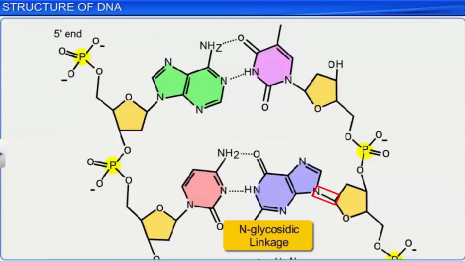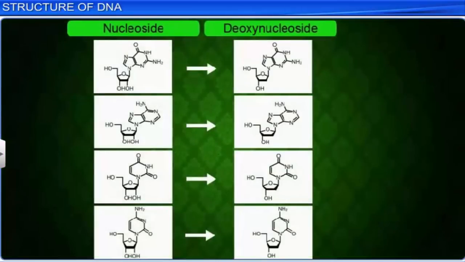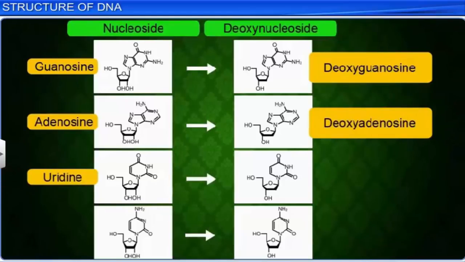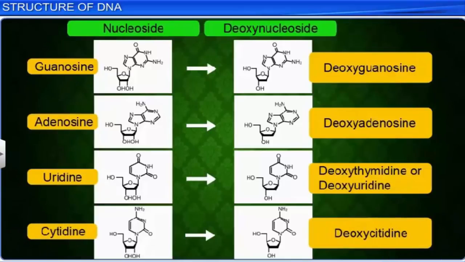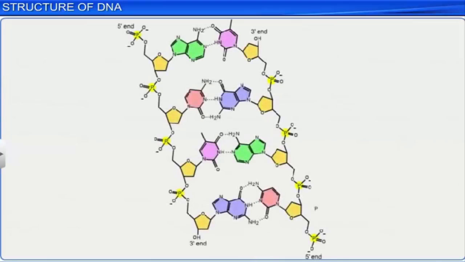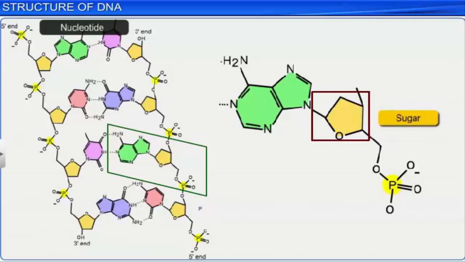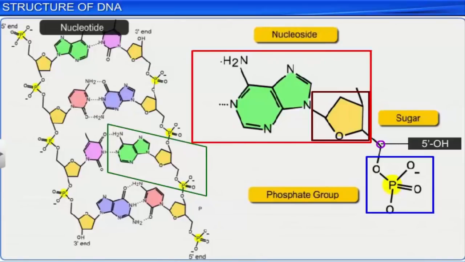Now, through an N-glycosidic linkage, a nitrogenous base is linked to the pentose sugar, forming a nucleoside, which can be guanosine or deoxyguanosine, adenosine or deoxyadenosine, uridine or deoxythymidine, and cytidine or deoxycytidine. Conversely, depending on the sugar present, a nucleotide or a deoxynucleotide is formed when a phosphate group is linked to the 5'-OH of a nucleoside through the phosphoester linkage.